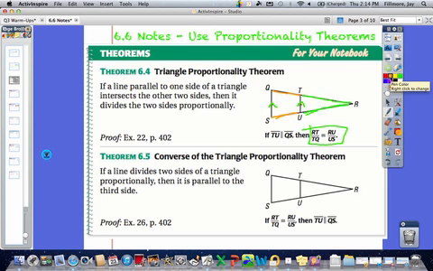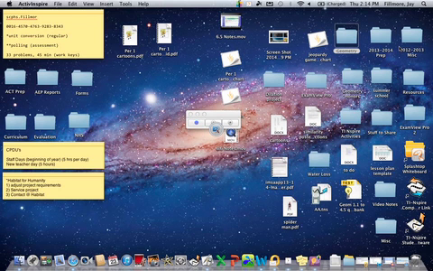The converse is true as well. If we have proportions, because these are similar, then these lines are going to be parallel. So if we have proportional sides, that means we have similar triangles, which will mean we have corresponding angles congruent, which will mean these lines are parallel. So that's the converse of our proportionality theorem. If we have proportions, then we have parallel lines. The original said if we have parallel lines, then we have proportions. Let's do some problems.